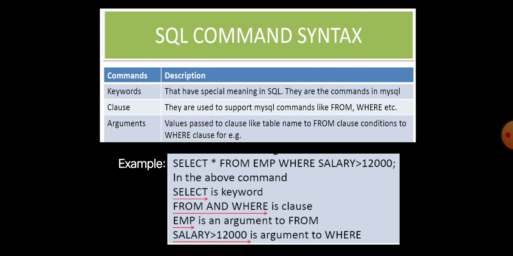My dear children, I am repeating the example again. From the example given here, select is a keyword, EMP is an argument for from, and salary greater than 12,000 is an argument for where. I think you are all clear about the syntax to write a SQL query. It has only three parts: keyword, clauses and arguments.